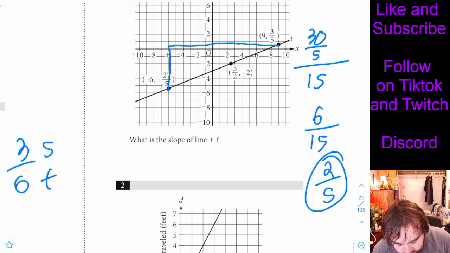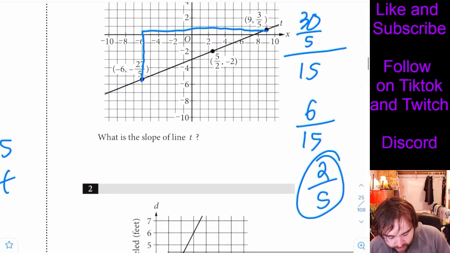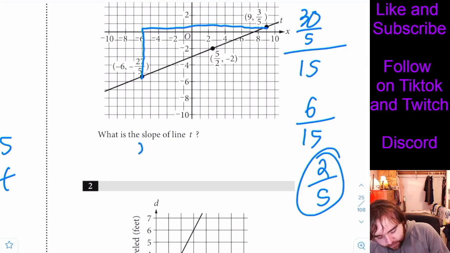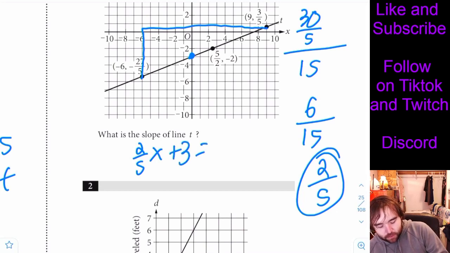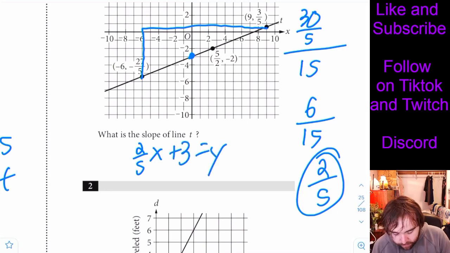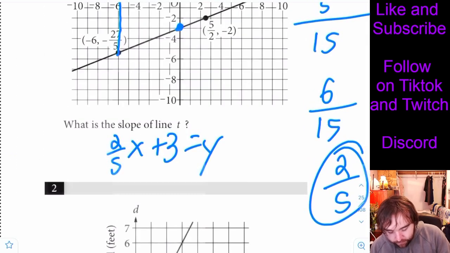Yeah, and I think that's just easier than trying to use that middle point, even though it might look cleaner. And we could even confirm that. I don't know why I'm unconfident about this answer. But if we wrote the equation for this line, we have the slope now. We can easily see the y-intercept. And then maybe we can plug in points and confirm. So, that is kind of nice.